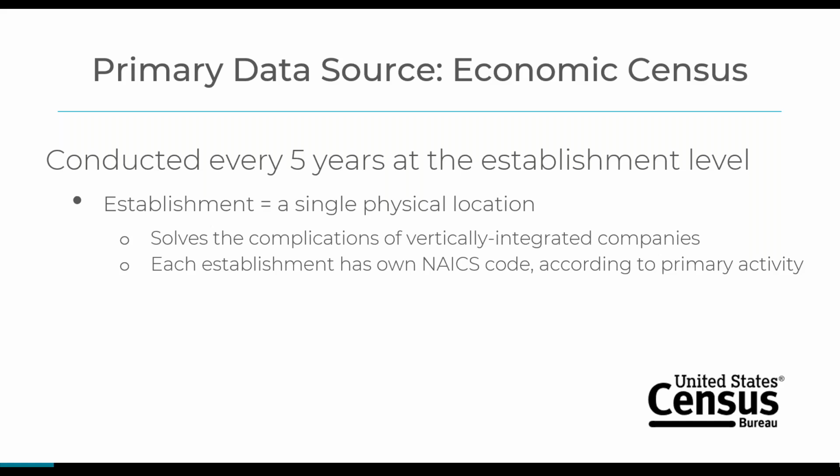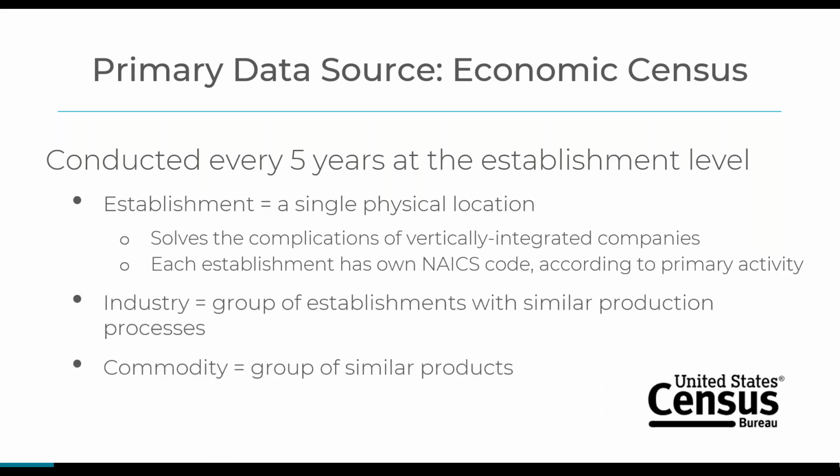Each establishment in that company has its own NAICS code according to its primary activity. So think of 3M, which has buildings and plants throughout the US, and it makes all kinds of products. Well, a certain plant might make adhesives, and another plant might make paints. And there's another building somewhere else that is corporate headquarters, and it's all white collar staff. And so each of those buildings is its own establishment, and so it's going to have its own NAICS code. So that's really nice.